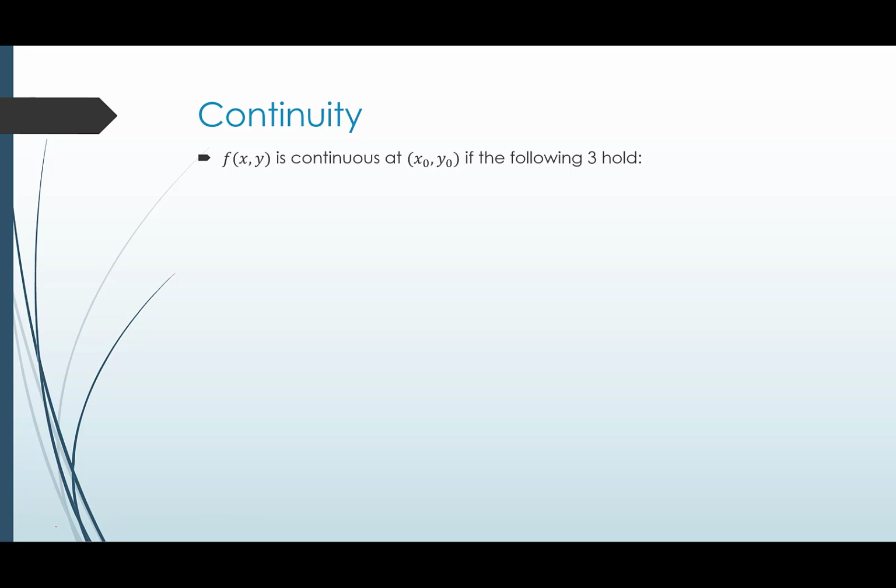Continuity in the multivariable case is very similar to the single variable case, so we say that a function is continuous at a point if the following three conditions hold. So first, and this is always what I tell students to check, your point needs to be in the domain of your function. If your point is not in the domain, automatically your function's not continuous there.